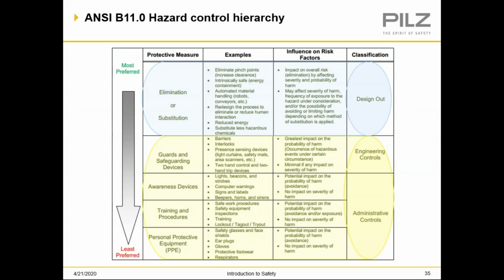If that's not possible, then you drop down to guarding and safeguarding. So that's when you've got to put up gate interlocks and barriers and then presence sensing and all the other components necessary to safeguard a machine.